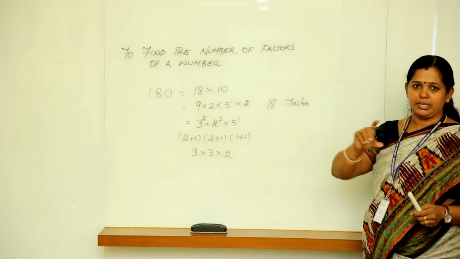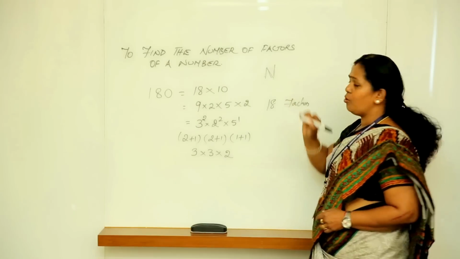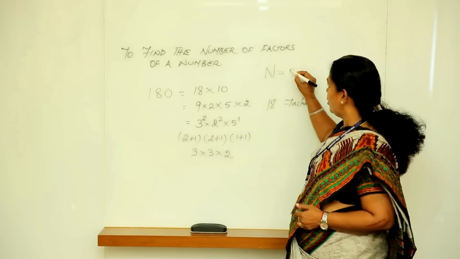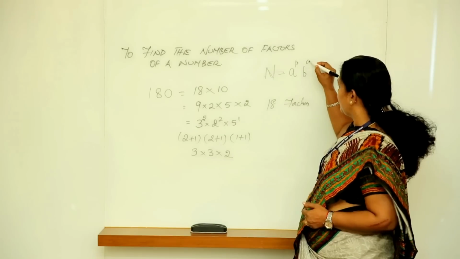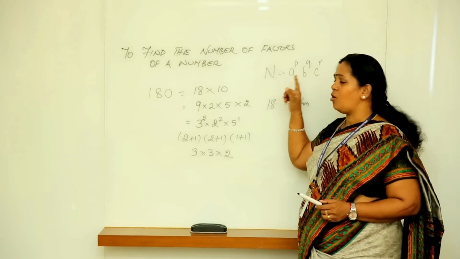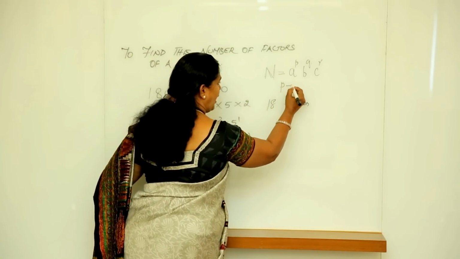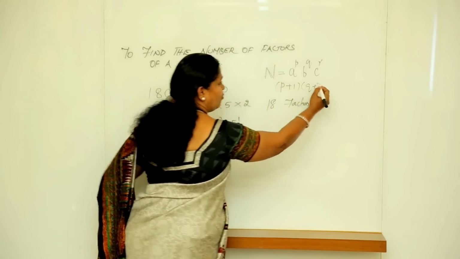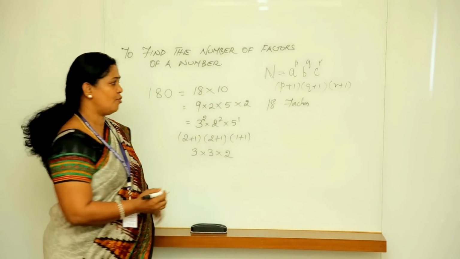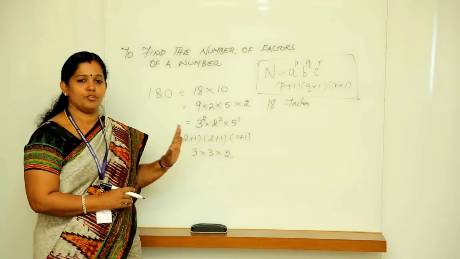To put it all concisely, suppose you have a number n and you are asked to find the number of factors of this n. Write this n as a power p, b power q and c power r, where a, b, c are prime numbers. Now to find the number of factors, to p add 1, to q add 1, to r add 1, and multiply. That gives you the number of factors. So remember this to find the number of factors of any number.